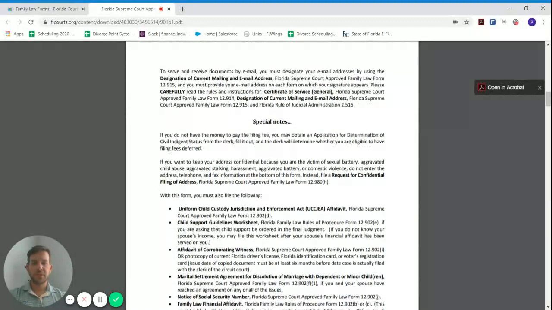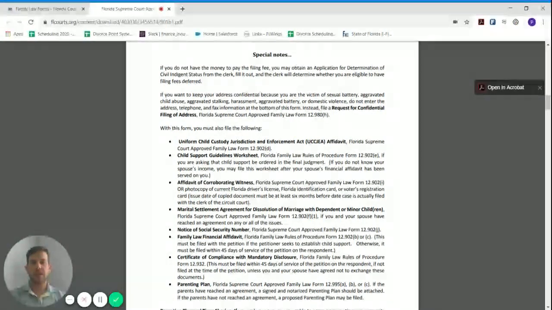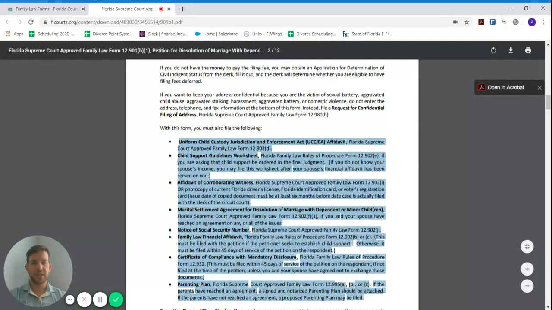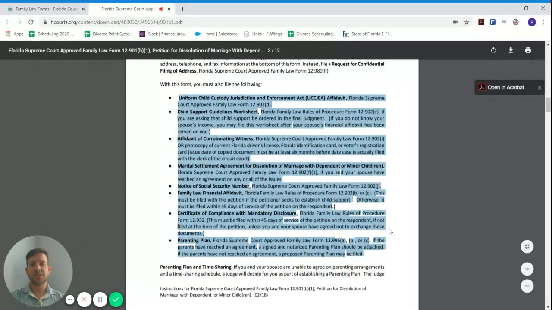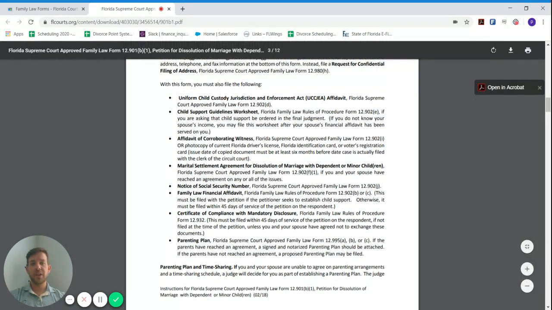Now, as you get down, I believe this is page 3 at this point, it's going to have a list here for you that I'll highlight. And these are the documents that you're going to have to file as you file your petition. You're going to, up front, have to file this Uniform Child Custody Jurisdiction and Enforcement Act affidavit. We call that the UCCJEA. Up front, you'll also have to file a Notice of Social Security number. You'll also, along the way, have to file a Family Law Financial Affidavit, Child Support Guidelines Worksheet, Certificate of Compliance with Mandatory Disclosure, and a parenting plan.